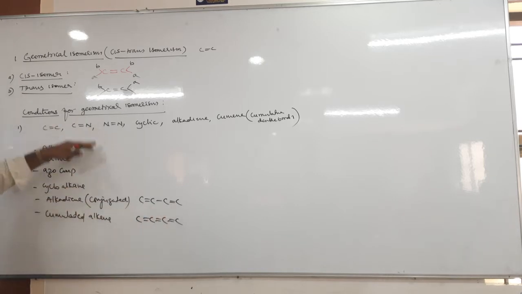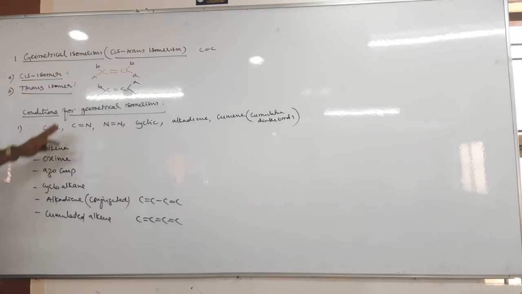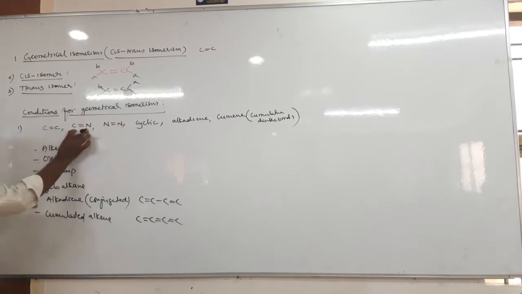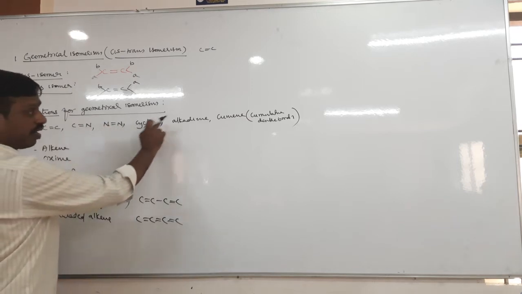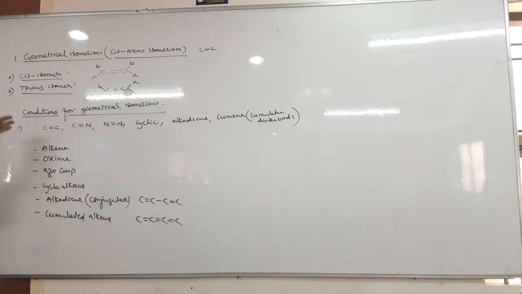So in these molecules there is geometrical isomerism. You might have studied only alkene, but along with alkene, in these molecules it is possible. That is the first condition: they must have a carbon-carbon double bond, carbon-nitrogen double bond, N double bond N, cyclic ring, dienes, or cumulative double bonds. So in these molecules geometrical isomerism is possible.